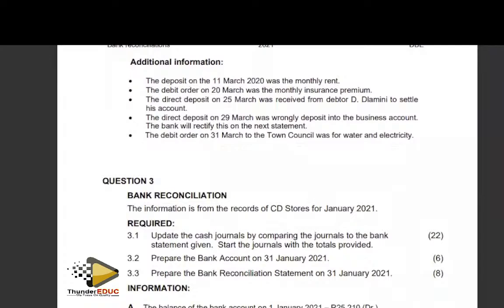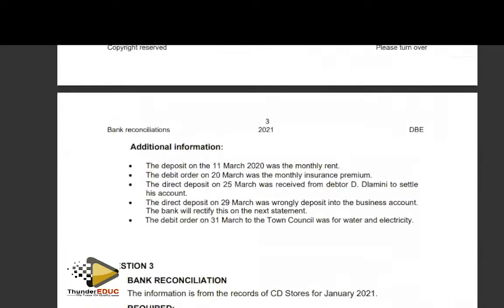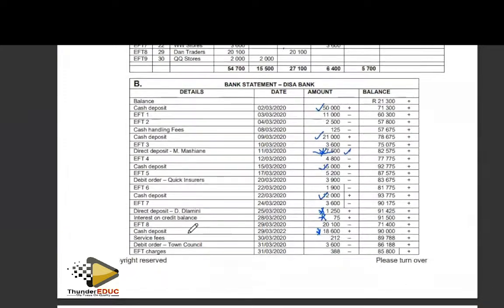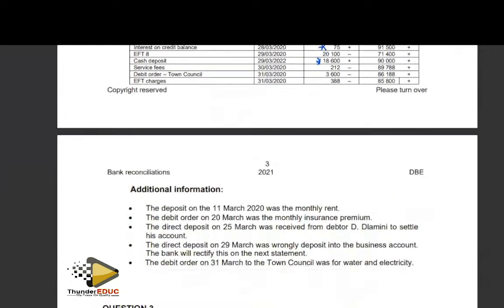We need to check what was that money for. They are saying in additional information, they're saying cash deposit 29. So let's check additional information here. The direct deposit 29 was wrongly deposited into the business account. So we don't need to record this because it was a wrong deposit. If it was a wrong deposit, we have to deal with it in the bank reconciliation statement, okay?